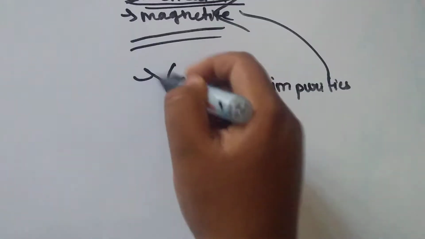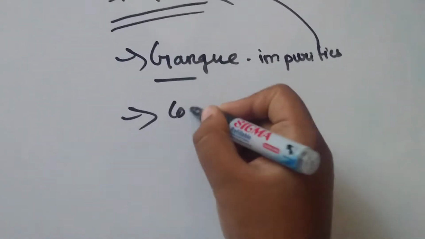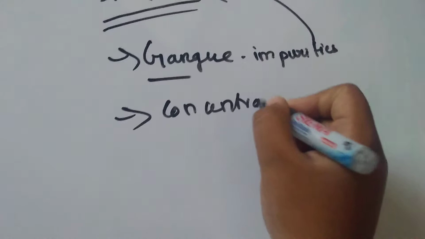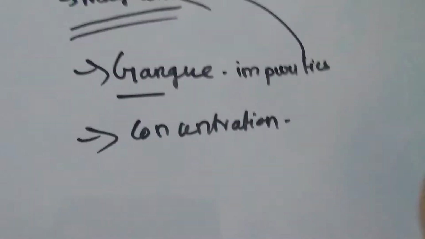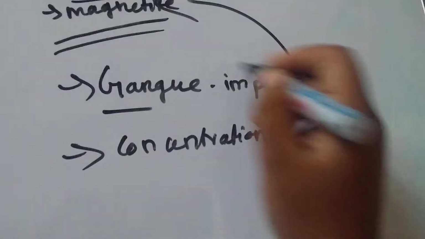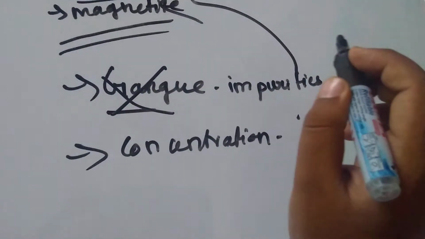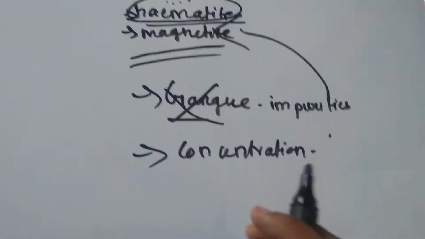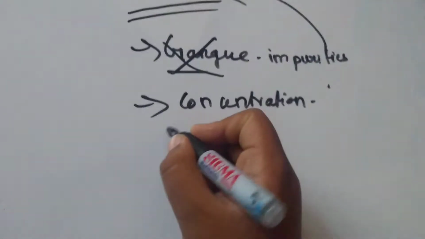And next, concentration. This process is simple. Concentration is the process of removing the impurities.